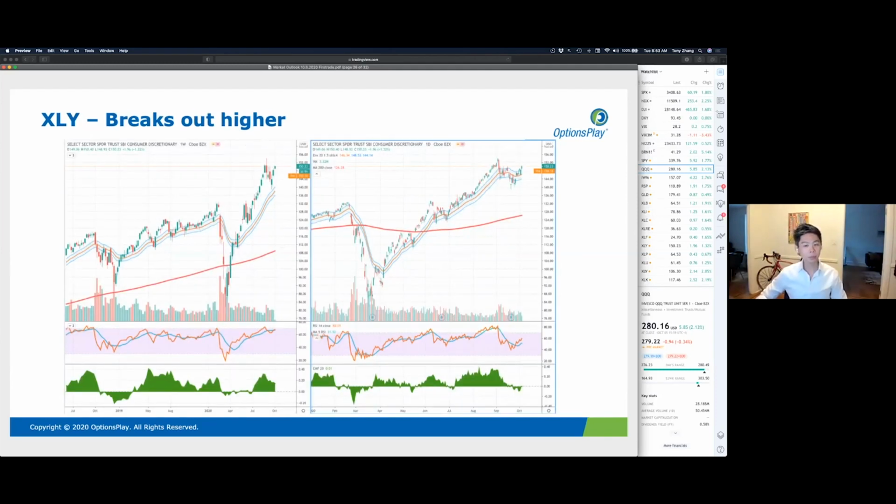When we look at consumer discretionary, this still remains the strongest sector, even stronger than technology. So XLY is actually just shy of those highs that we're referring to. So after the initial plunge, it came back to retest these highs twice. It is now back at those highs.